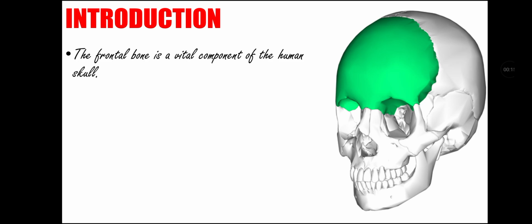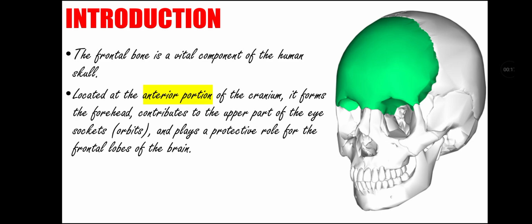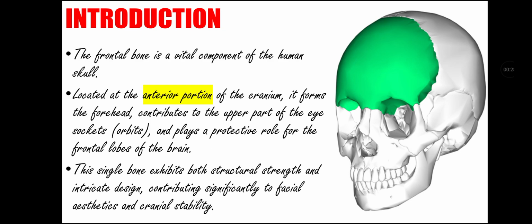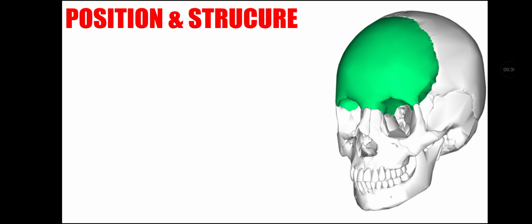Frontal bone is a vital component of human skull. It is located at the anterior portion of the cranium. It forms the forehead, contributes to the upper parts of eye sockets and plays a protective role for the frontal lobes of brain. This single bone exhibits both structural strength and intricate design, contributing significantly to facial aesthetics and cranial stability. Now let's talk about position and structure of frontal bone.